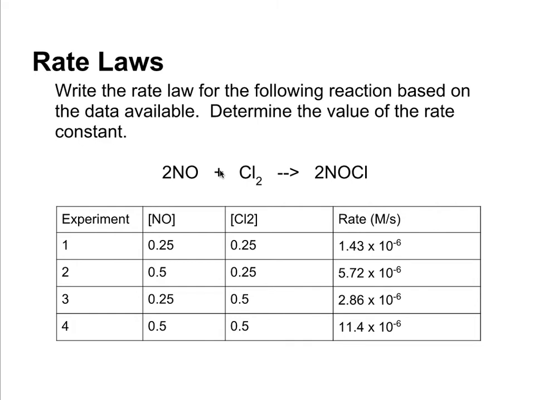So in this case, we can't just assume that NO is going to be second order and Cl2 is going to be first order. We have to show our ratio of the rate laws and do the work to solve for the order to be sure.